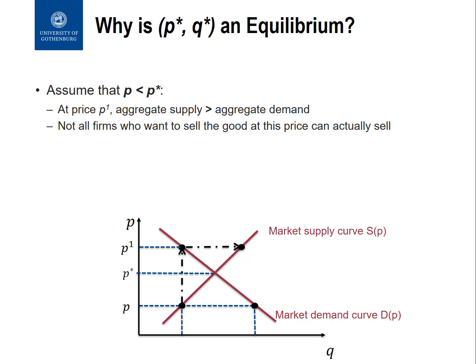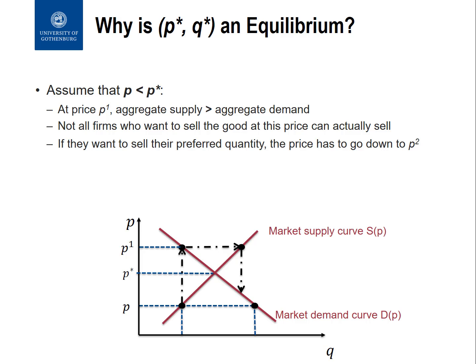But then, at price P1, you can see that there is an excess of supply this time, more supply than demand. Which means that not all firms who want to sell the good at this price can actually sell it, because there's not enough demand. So if they want to sell this quantity, they will need to meet the market demand, which makes the price fall to price P2. So this step created a downward pressure on the price.